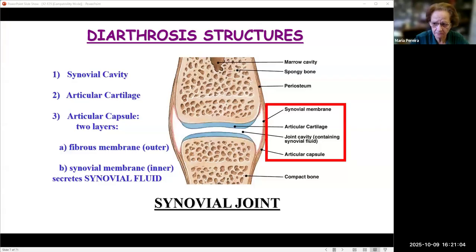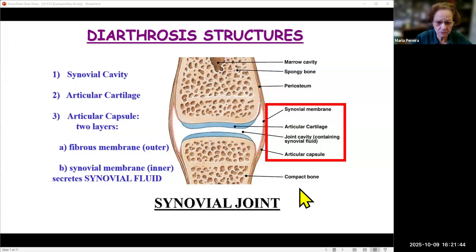So all diarthroses have these structures: the articular cartilage, and then the articular capsule with the two layers, the fibrous membrane on the outside and the synovial membrane inside, that releases the synovial fluid that fills out all this space between the two bones. And here you see the periosteum. If you remember, the periosteum is a layer of connective tissue outside of the bone where the tendons and ligaments attach.